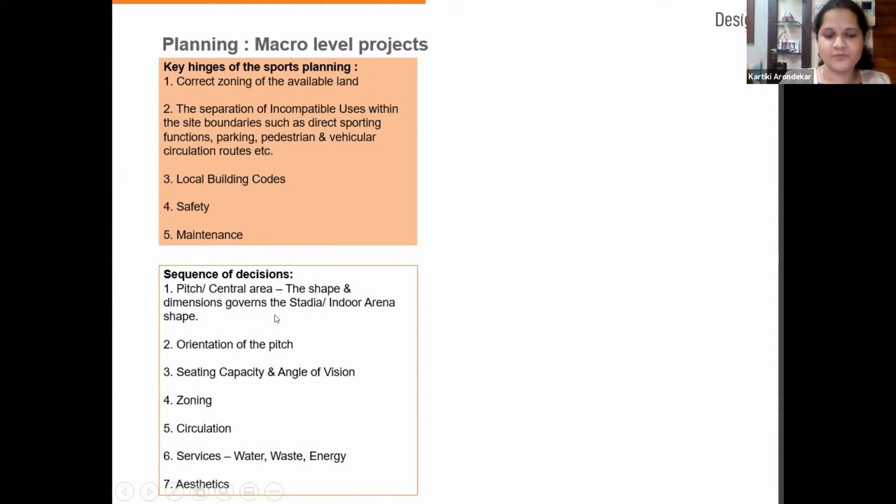So my next question would be, what governs the orientation of any sports play field? Is it Vastu, Earth's magnetic field, or the sunlight? I think this is very simple. Nice, sunlight. Yes. Earth's magnetic field, definitely no.